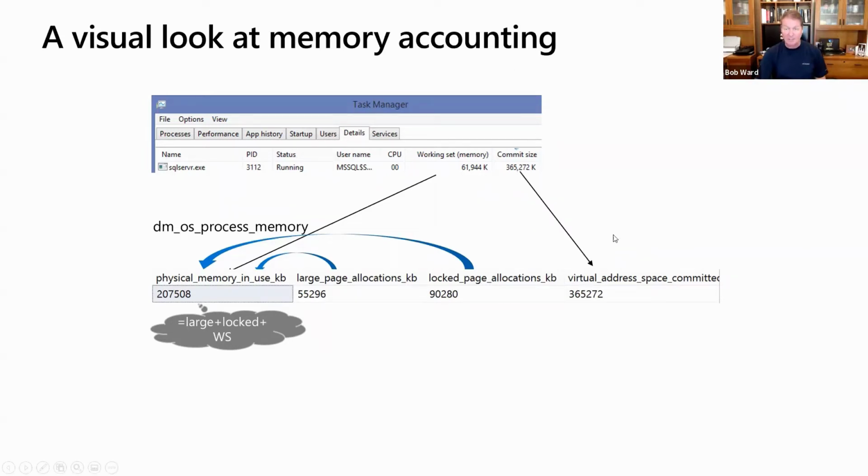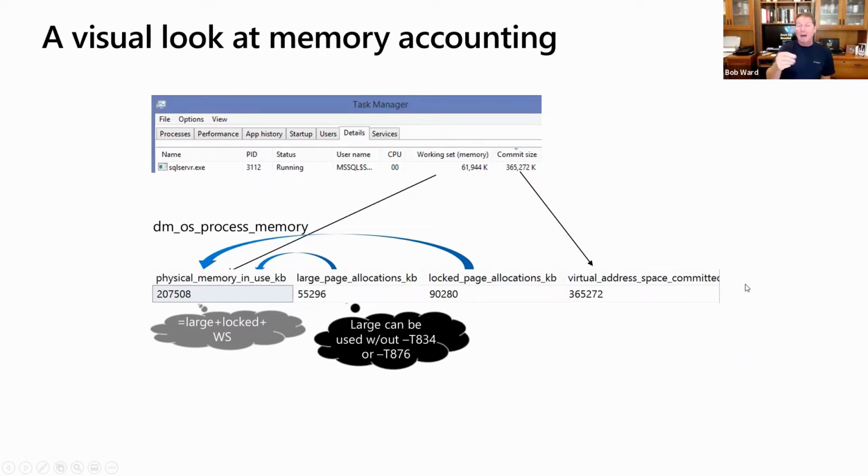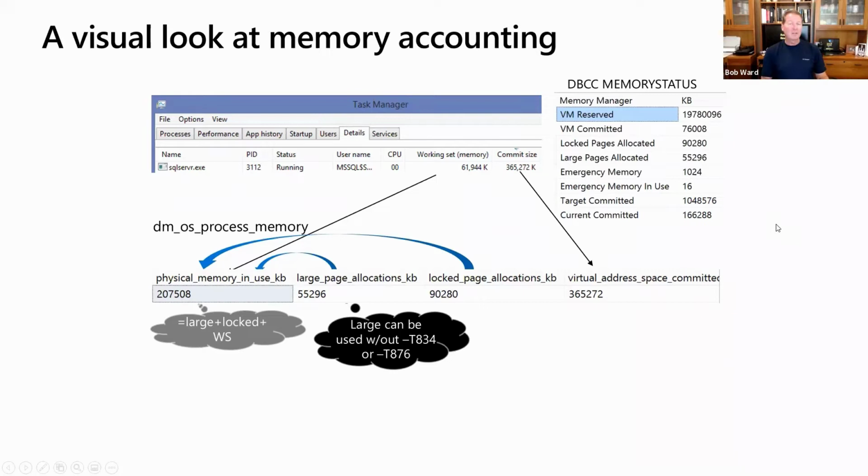Commit size is actually equivalent to virtual address space committed. So you can kind of look at the counters and kind of put this together to see what it actually looks like. And there's other memory being allocated just as part of SQL being a process, which is why this right here can be larger than that. Okay, but it's not usually very much larger at all. And again, that's my point about large. It can be used without these trace flags, but it will only be a very small amount in the locked page model.